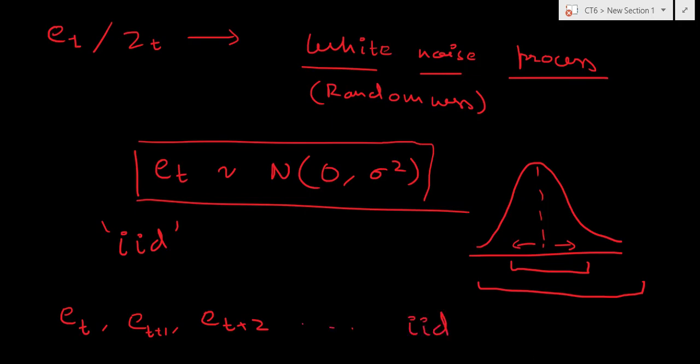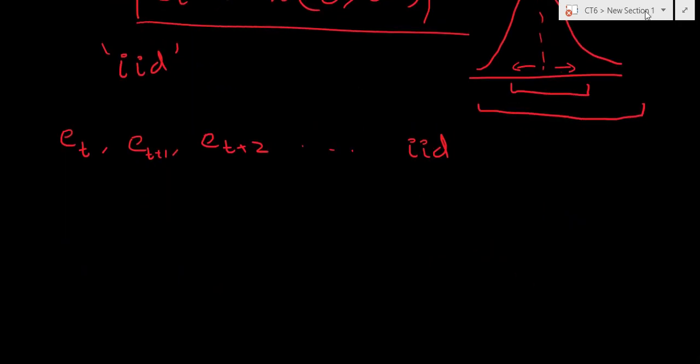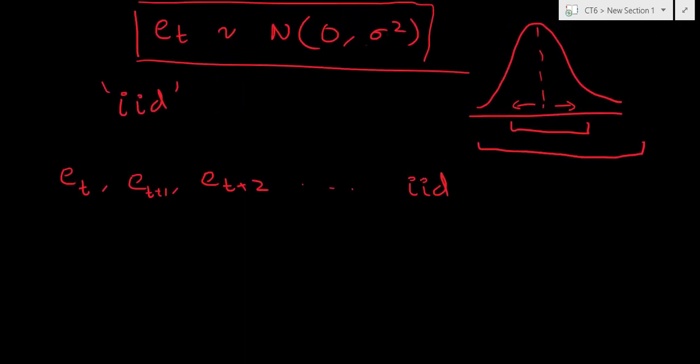Now these all will be IID random variables, which means that they are independent and all of them have the same distribution, which is normal 0 comma sigma square. So all of their distribution is the same. They are identically distributed and they are independent of each other. They do not depend on each other. So the covariance between any Et and any Et plus k, where k is not equal to 0, this covariance is always equal to 0, for any positive or negative lag.